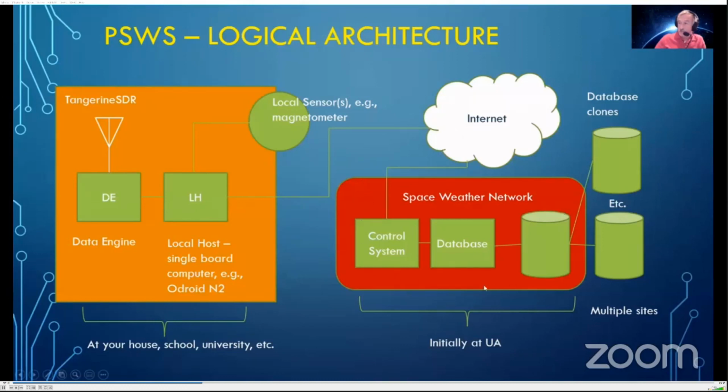These tie together through the internet into the space weather network. This over here is a network which will start initially at UA and then be rolled out to other locations as possible.